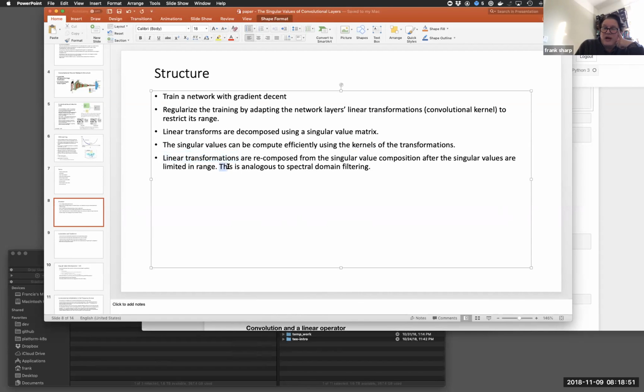So I think that this is analogous to spectral domain filtering. If you've ever thought about that, it's very common. It's been used for decades and decades. So we'll talk a little bit about that. But that's one way to look at things, sometimes called frequency domain filtering. And okay.